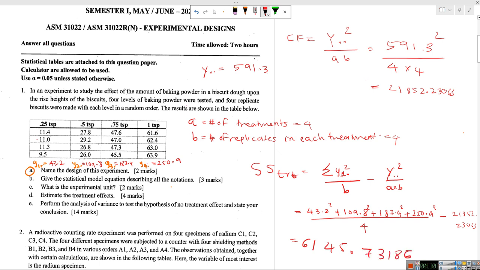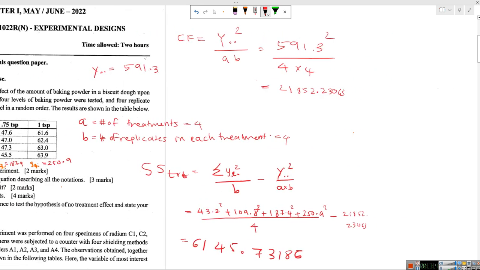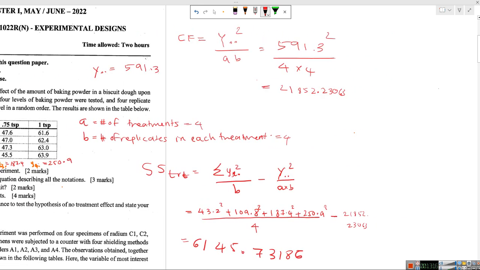6145.73186. Okay. Right, now this is SS treatment. Then we are supposed to calculate SS total also, right? So let me write down this SS treatment here, so that SS treatment is equal to 6145.73186. Okay. Right, now I can erase this.